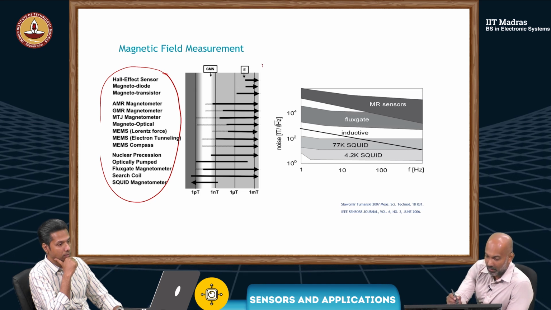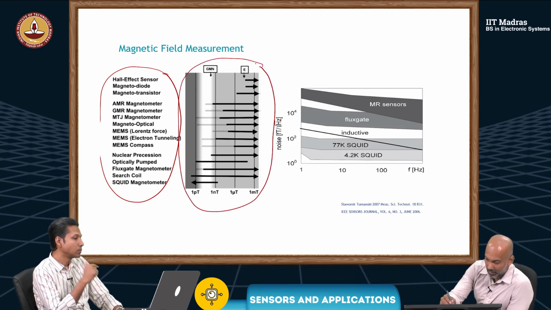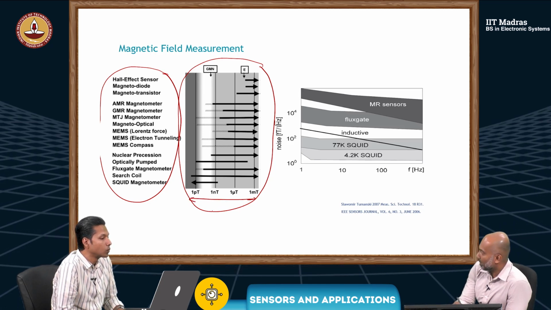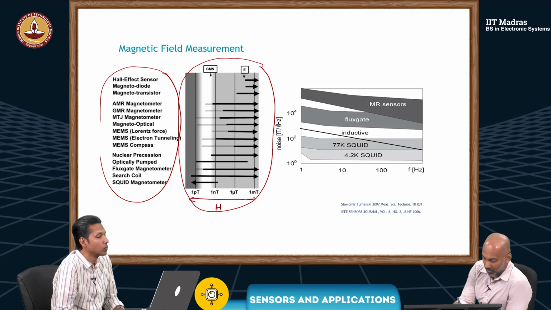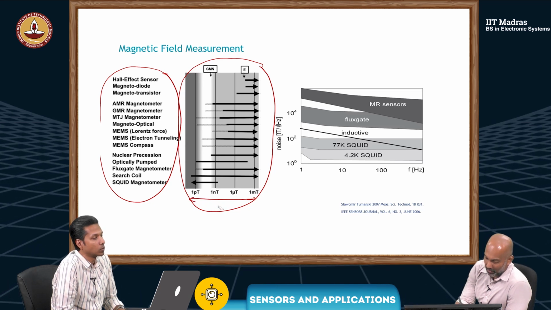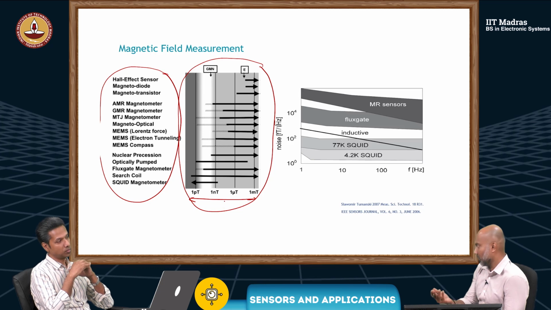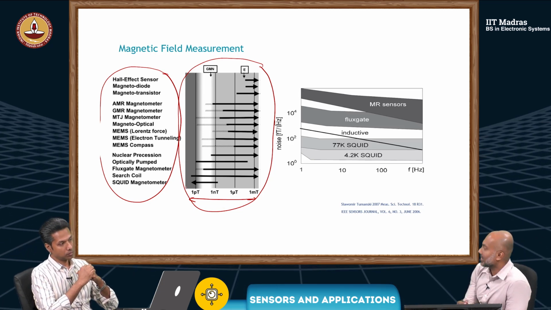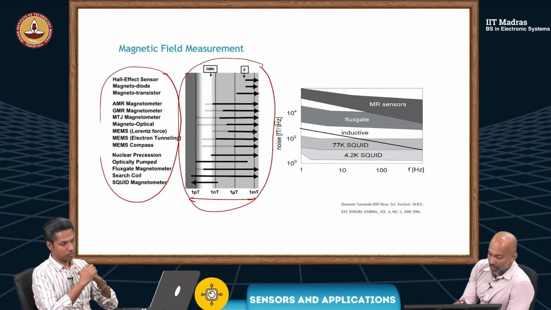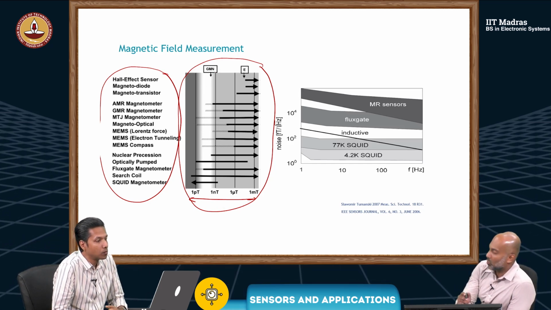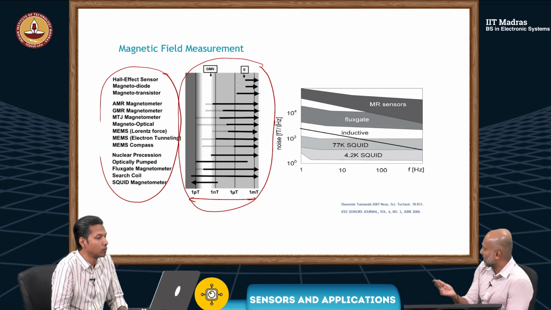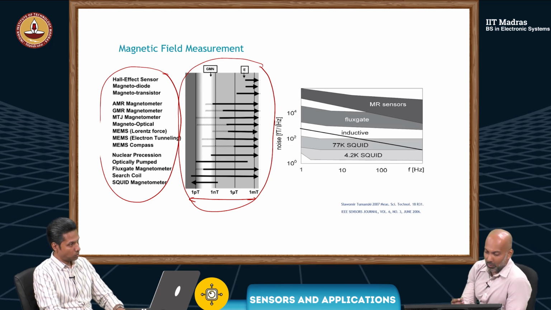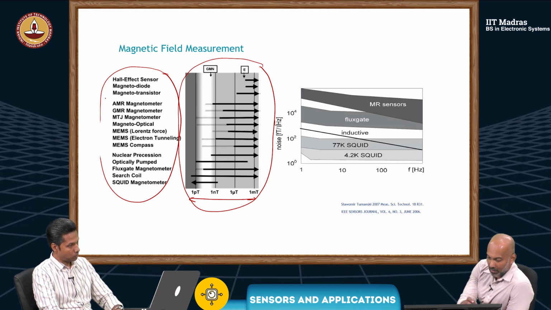Now here, what you see is the strength of the magnetic field, or rather the range of values of magnetic field that these sensors can detect. Now this GMN is geomagnetic noise, and E is, as you said, the Earth's magnetic field. Now, what you can see here is certain sensors.